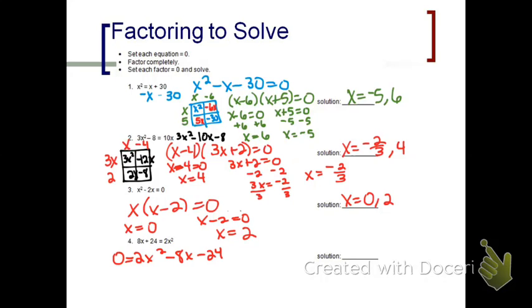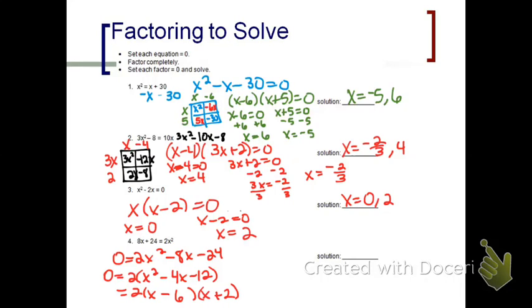Now what do you notice about all 3 of those terms? What do they all have in common? 2. They all have a 2. So I'm going to start by factoring out a 2. Now, I'm going to not do the box on this one. You're welcome to. But since A is now 1, what are the factors of 12 that make negative 4? Negative 6 and positive 2.